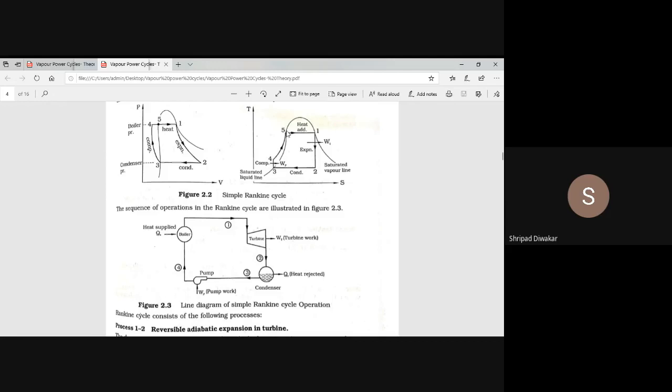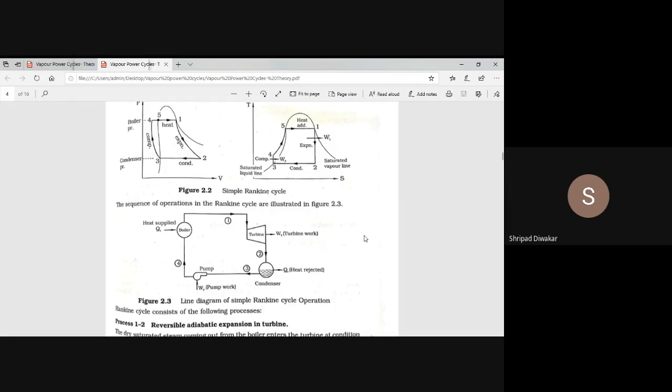4 to 5 is the regeneration work, which means before passing the water into the boiler, it first enters the regeneration, where it is heated to the saturation temperature. Then from the saturation temperature it enters the boiler, so that in the boiler the heat addition takes place at a constant temperature, that is isothermal heat addition. That's why you have to represent it with a horizontal line. This is first your flow diagram, and this is your TS diagram.